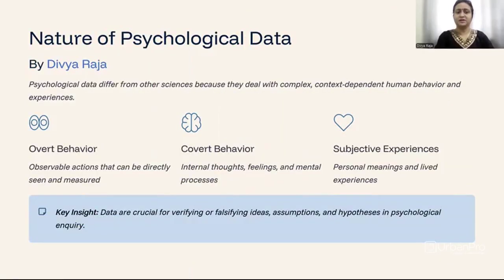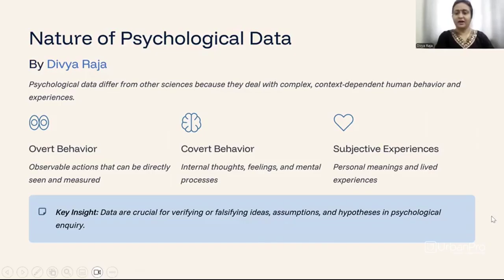So, due to this, the nature of psychological data is very different from other sciences, as we have to try and incorporate complex, context dependent human behavior and experiences. Now, behavior is of two types, as you know: overt behavior, which can be observed, and covert behavior, which is whatever is happening internally in our mind, and this makes it very subjective. So, why do we need data in the first place? Because we need it to verify our hypothesis, whether it is correct, or to falsify it.